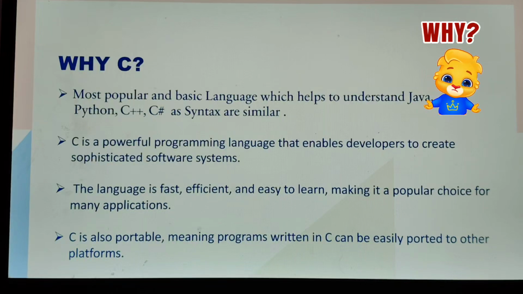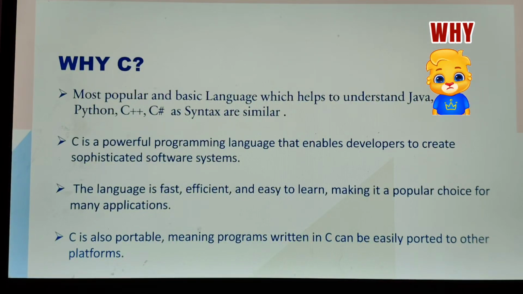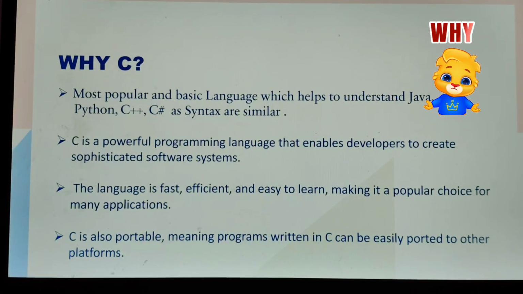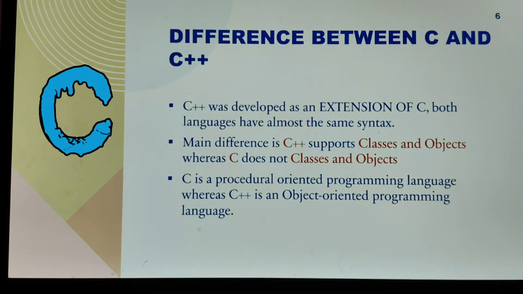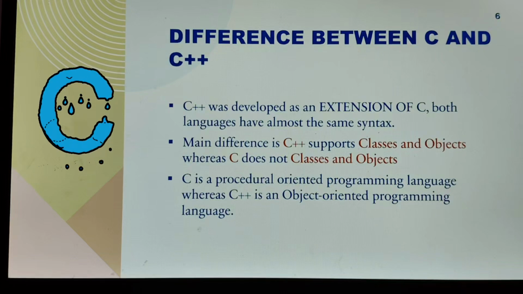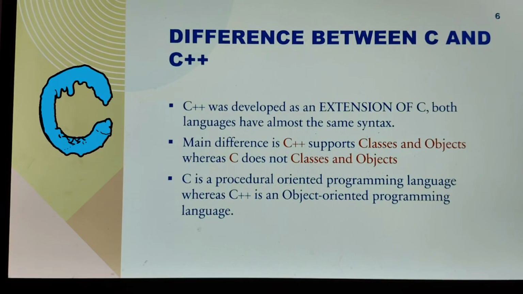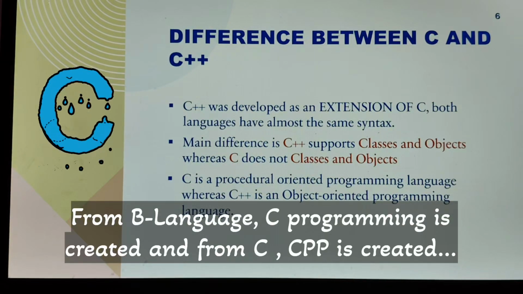So this is the purpose of the C language, and we all know that C was created from the B language. C++ was next. C++ was developed as an extension to C. So from B language C is created, and from C language C++ is created.